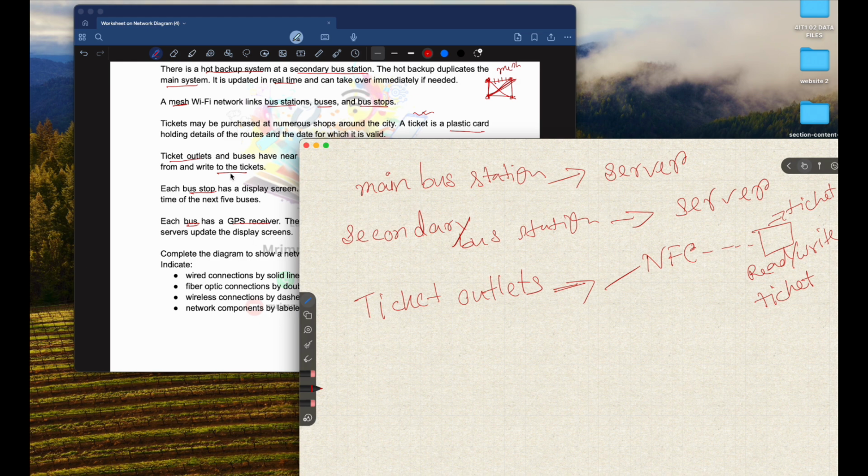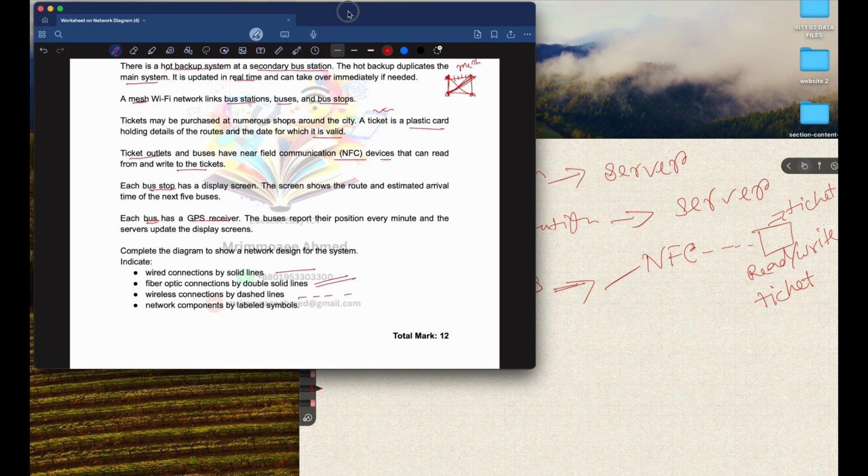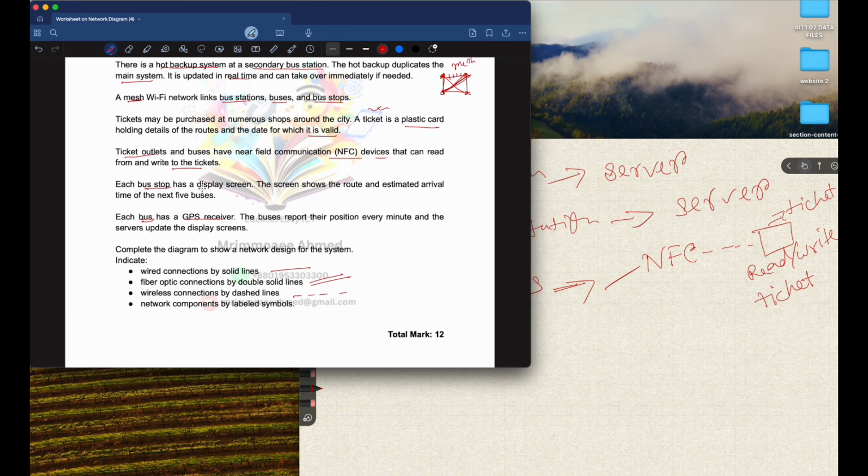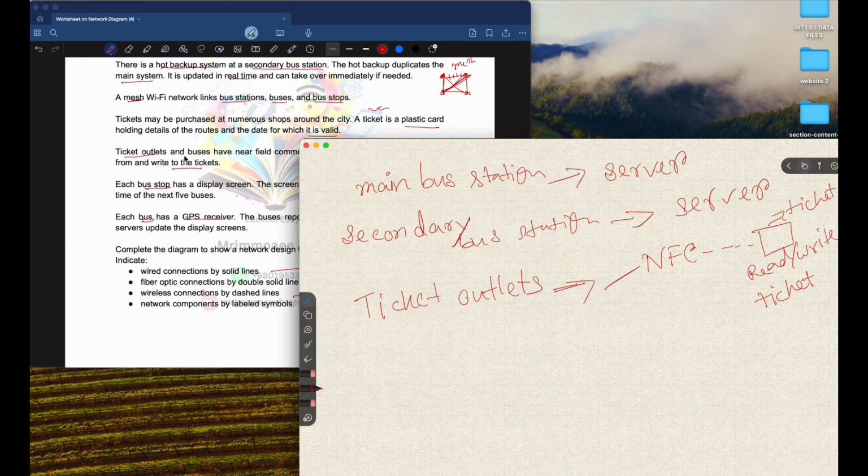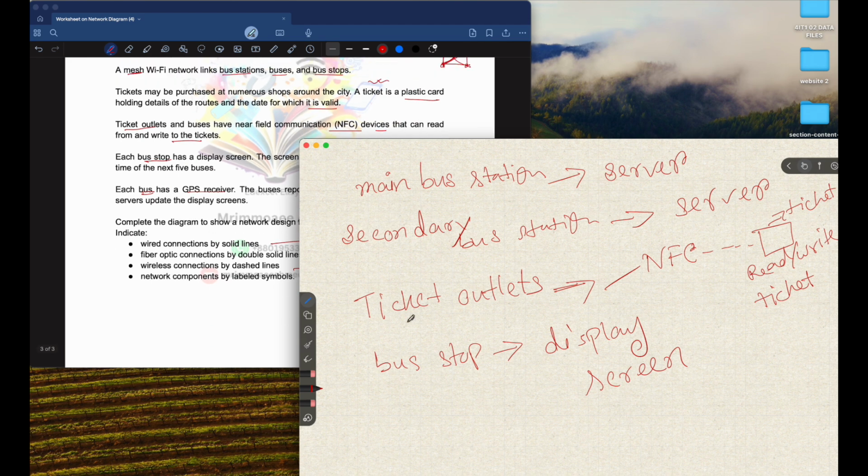Then they also mention that they have a bus stop. The bus stop has a display screen. And buses also have NFC. So there is a bus stop, and it has a display screen. Then they mention that the last one is a bus. The bus has a GPS server.